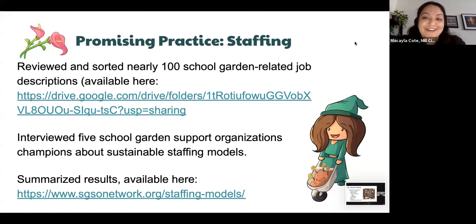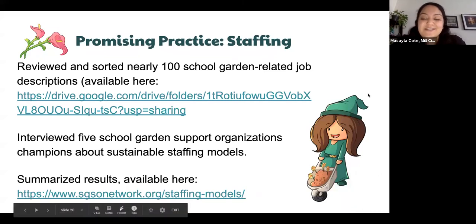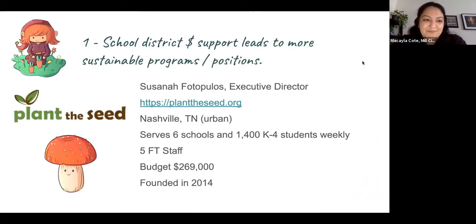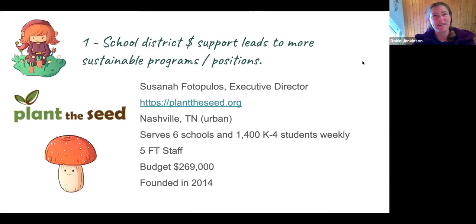And we are part of the staffing model groups. So after Robin and I interviewed 5 different organizations on their current staffing model, and also reviewing the SGSO school garden related job descriptions linked there, we pulled away 6 different highlights of what a sustainable staffing model entails. And Robin is going to take it away with our first highlight. So we'll zip through these now, but in the breakout, we can go deeper.